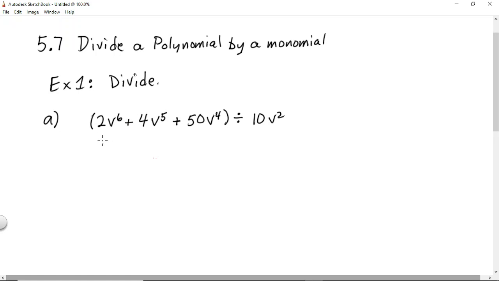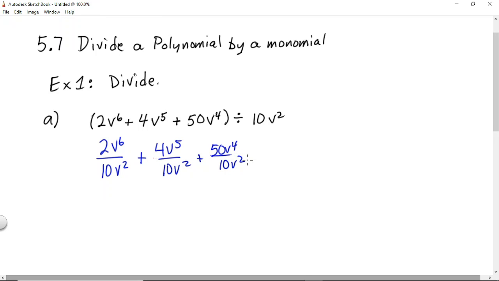So we take the first term, 2v to the 6th, divided by the 10v squared. Okay, and we add because this is adding. If that was subtracting, we would subtract, of course. Okay, so we have the next term, 4v to the 5th over 10v squared. And the last term, 50v to the 4th over 10v squared.